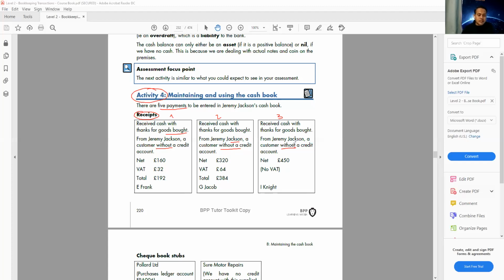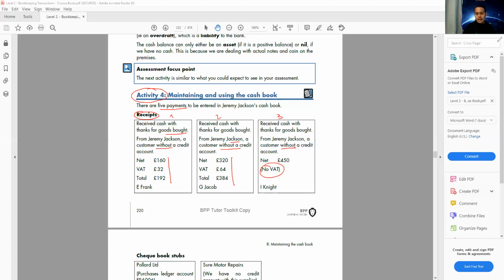The next one is, we can see the VAT. This one is already VAT split. So total is 192, 32 is the VAT, 160 is the net. So this is very clear for us. There is no problem. The next one is also clear, the VAT is already separated. And the last one has no VAT. Remember, if there is no VAT, we don't have to worry about the VAT. Even though this is a cash transaction, if the question says there is no VAT, you don't have to worry about the VAT. No VAT means ignore the VAT.